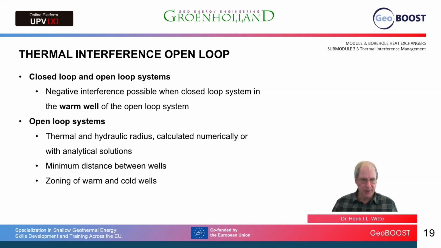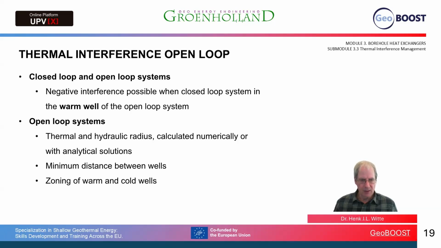Now, between closed loop and open loop systems, it's more complicated because we would need to do a complicated thermal hydrological model, taking into account both the pumping of the open wells and the heat transport due to conductivity. Fortunately, we have a study in the Netherlands where we looked at this in more detail, and that study showed that the only way in which you can have negative interference is when the closed loop system is located in the warm well of the open loop system.